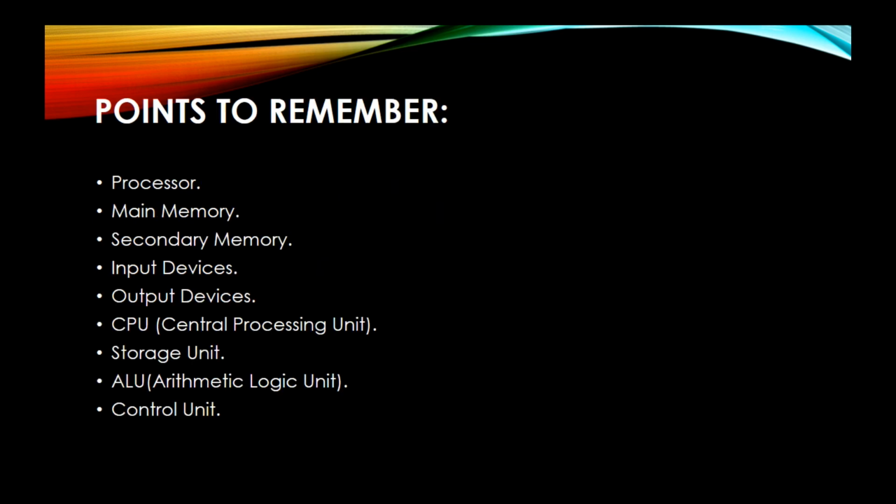Points to remember. Here we discussed what a processor is. A processor is nothing but the CPU, main memory, that is the primary unit, and secondary memory, that is the hard drive, etc. Input devices like mouse, keyboard. Output devices, monitor. CPU, central processing unit, is also known as the processor. Storage unit comprises both primary and secondary. Arithmetic and logic unit performs arithmetic and logic operations. And control unit.